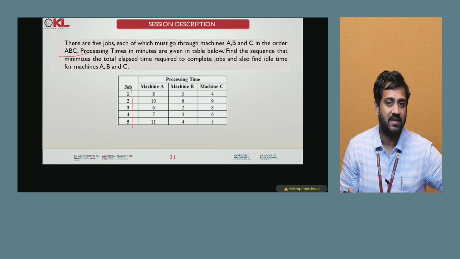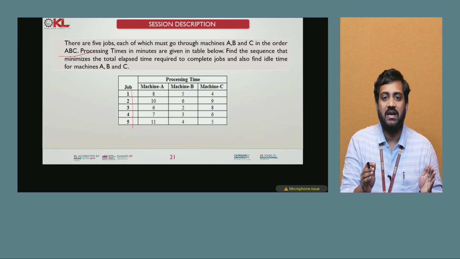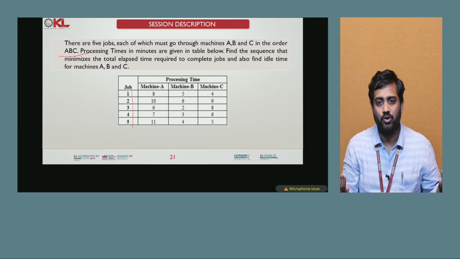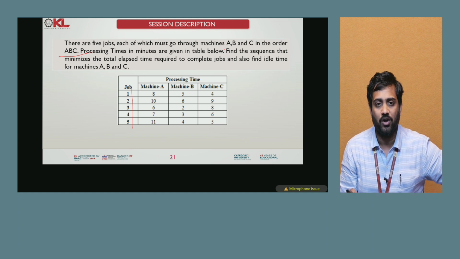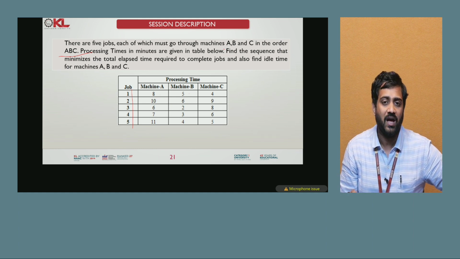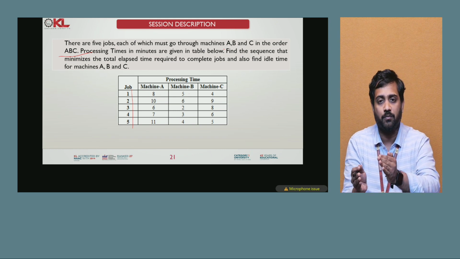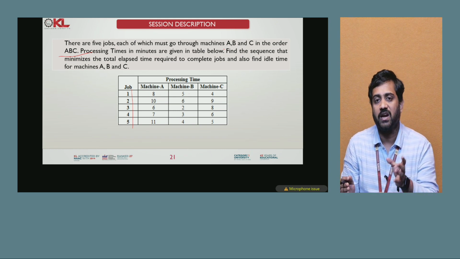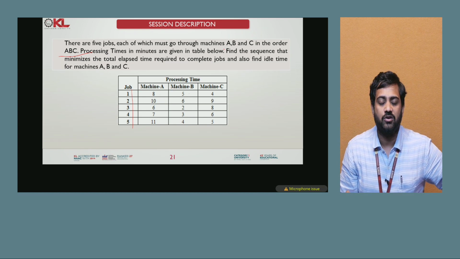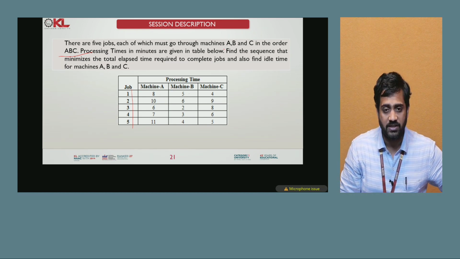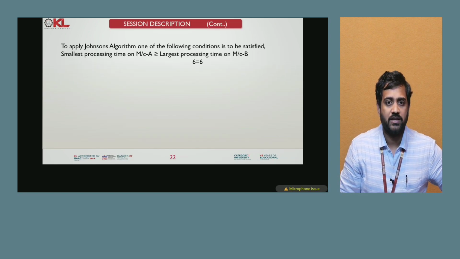Here 3 machines are there. The thing is, we can convert this 3 machine problem into 2 machine problem. Whenever we have a 2 machine problem, definitely we can apply Johnson's algorithm to identify the sequence. Like that, first we'll convert this 3 machine problem to 2 machine problem. We'll apply Johnson's algorithm, we'll get the sequence. Afterwards, to identify the total elapsed time and the idle times of these 3 machines, we'll use the usual procedure.